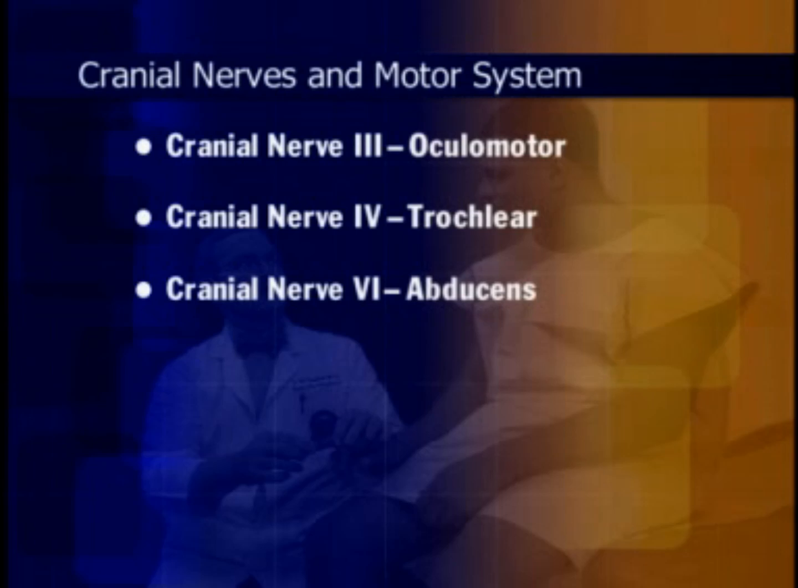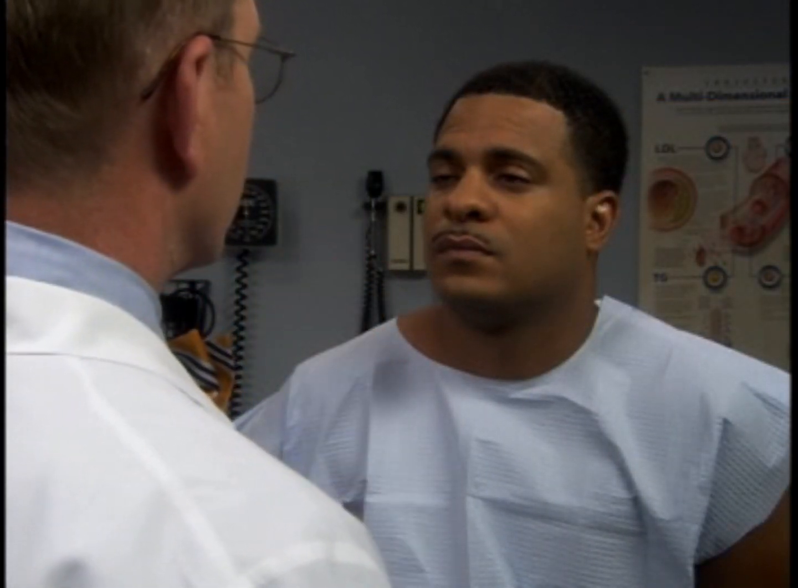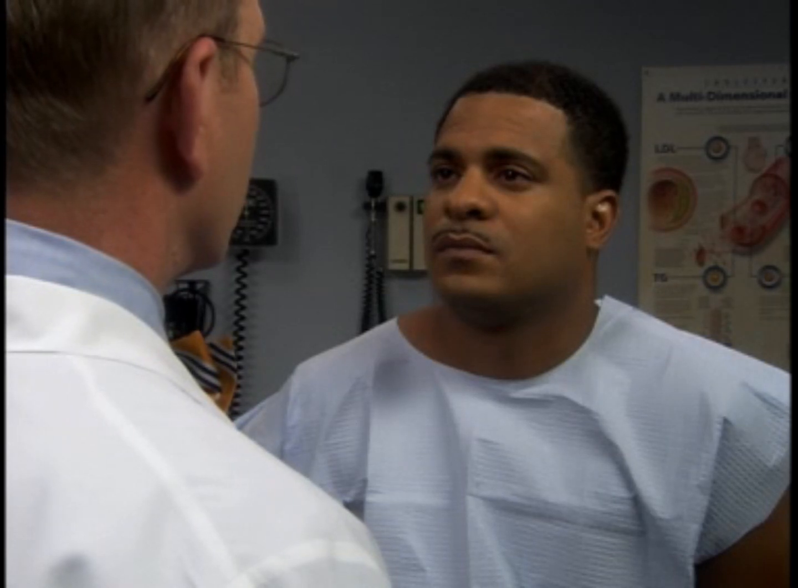Cranial nerves 3, 4, and 6, the ocular motor, trochlear, and abducens nerves, control eye movements. Because these nerves work together so closely, they are examined as a group. The ocular motor nerve is also responsible for pupillary constriction and raising the upper eyelid.